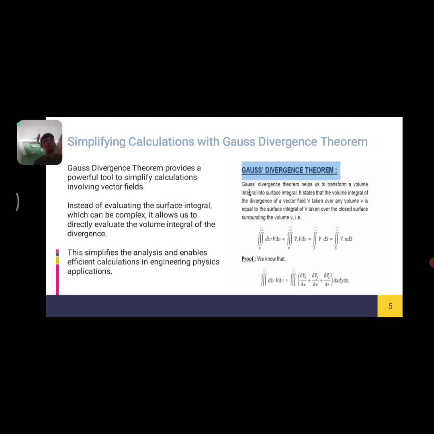Next, simplifying calculations with the Gauss divergence theorem. The Gauss divergence theorem provides a powerful tool to simplify calculations involving vector fields. Instead of evaluating the surface integral, which can be complex, it allows us to directly evaluate the volume integral of the divergence. This simplifies the analysis and enables efficient calculations in engineering physics applications.